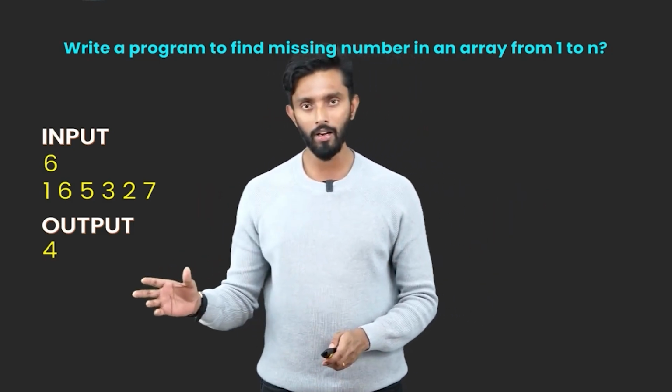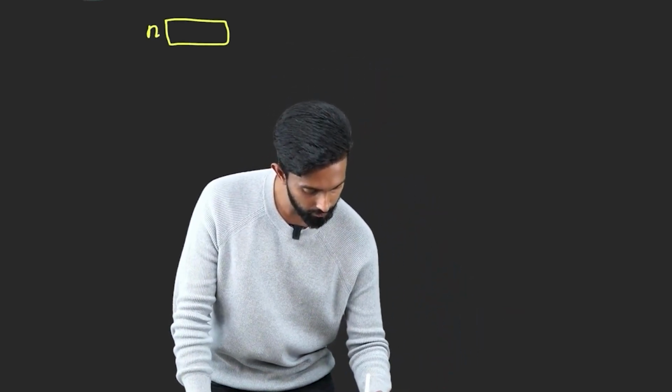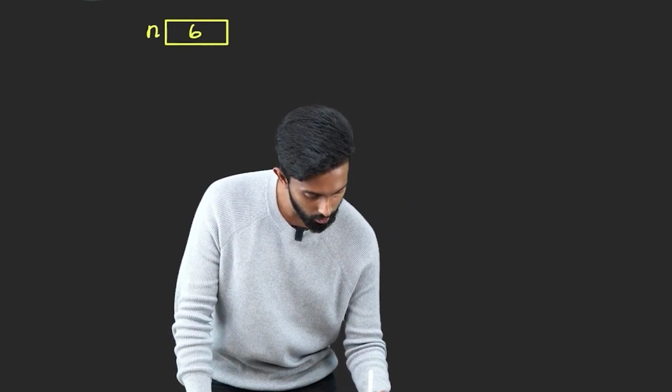Now, please understand, as Kirti was just now saying, logic is important. If you have logic, converting logic to code is the easy part, friend. That is not difficult. Understood? First, let's try to visualize the logic. I want everybody to focus. So what they are saying is, let us assume this is the n value. What is the n value? 6.